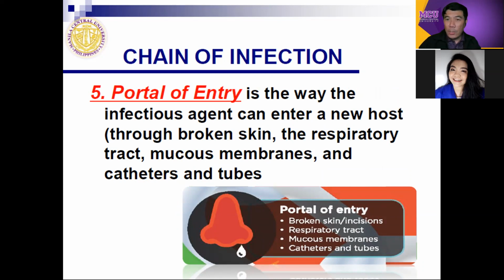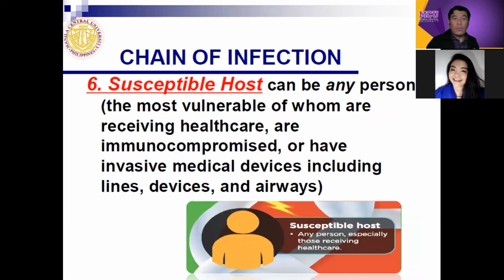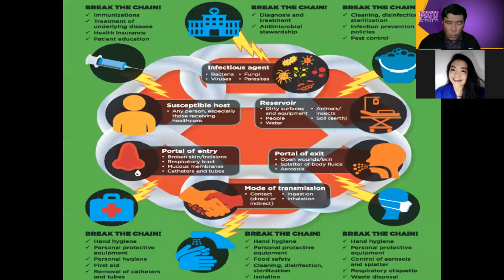It could be through the catheters and tubes that had been inserted into the person, because these are foreign bodies that may cause the traveling of the microorganisms. Now, when are you considered a susceptible host? You could be considered a susceptible host and a vulnerable person if you are immunocompromised, wherein those individuals may have comorbidities and may need immediate attention. So breaking the chain could be facilitated in this way.